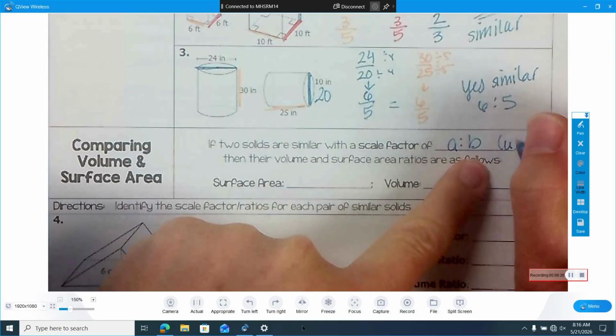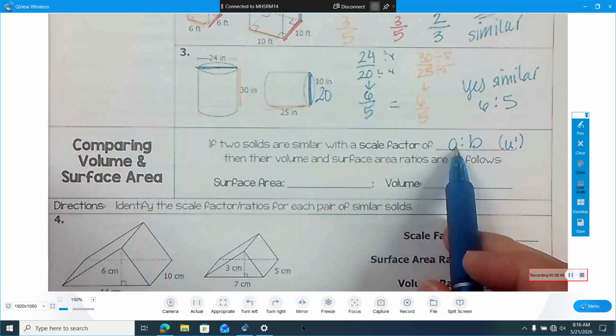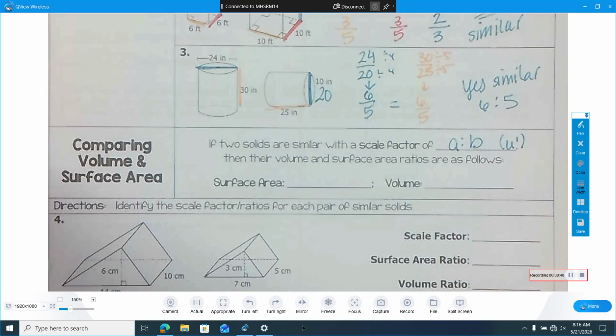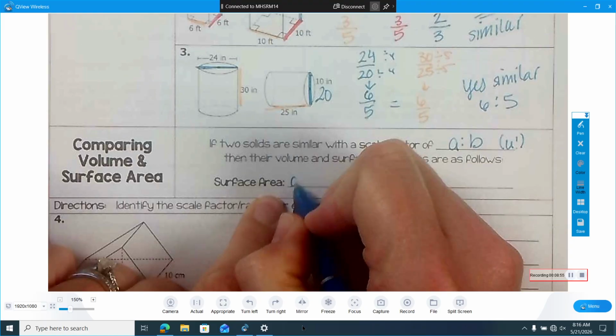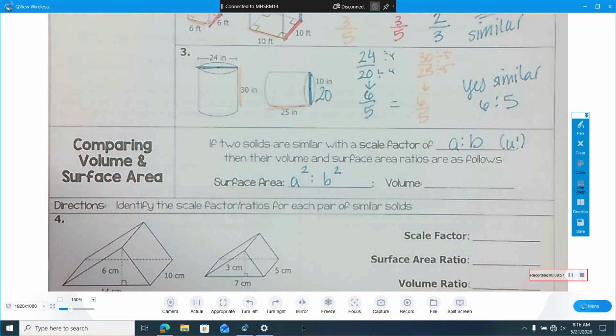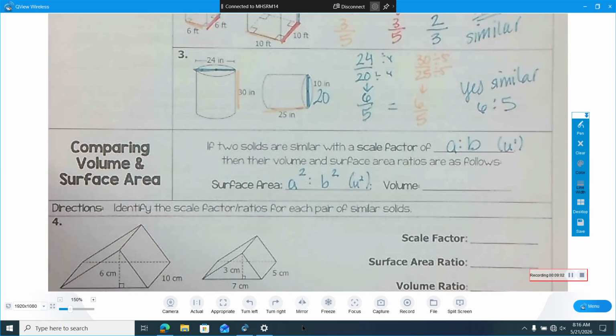well, remember, this is units to the first degree. What happens with area units? What do we do with those? They're to the second power. Well, we have to take this same proportional thing, but we also have to take it to the second power as well. So their surface area is going to be A squared to B squared. They are units squared for area, so it makes sense that our surface area is going to get squared as well.